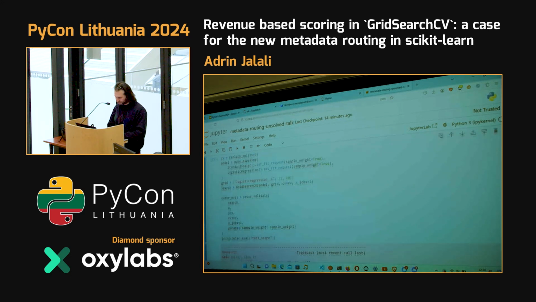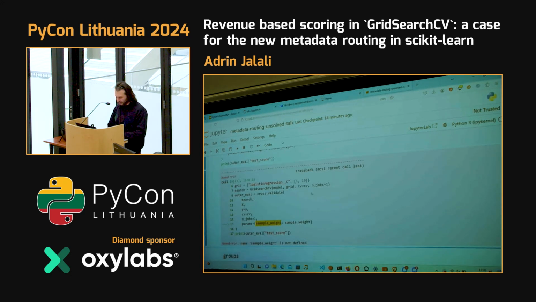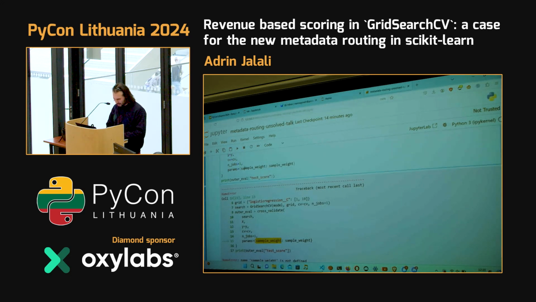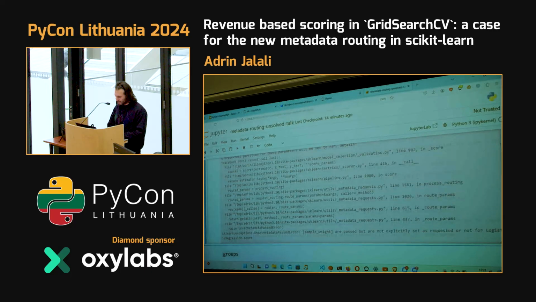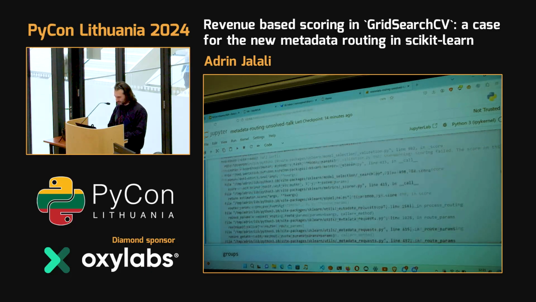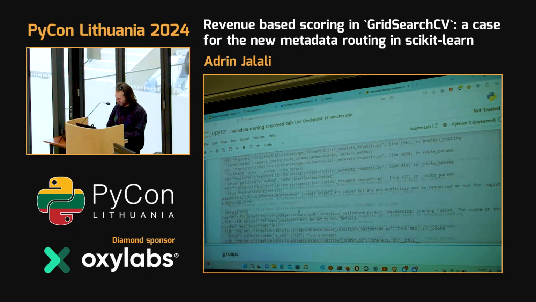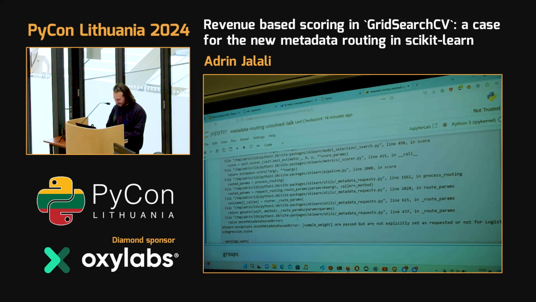Let's run this. We got an error. Why? Oh, because this is a string. And I have 2 amps. We still get an error. Why? Love these. It says sample weight is passed but not explicitly set as requested or not for logistic regression.score.